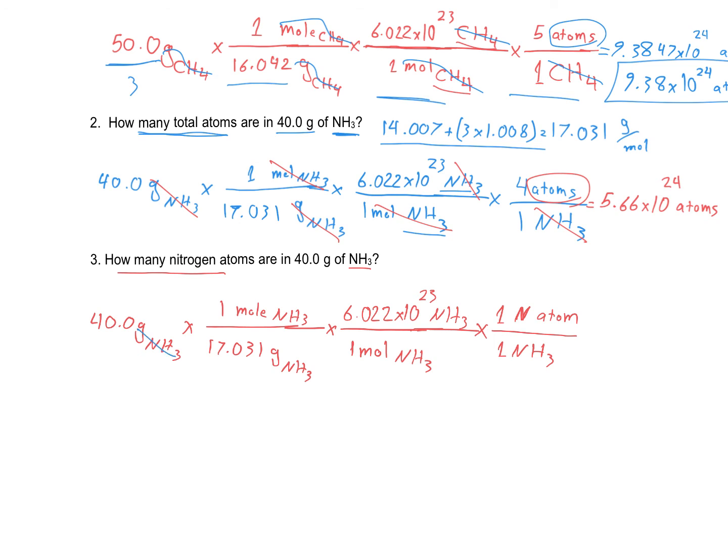So gram of NH3 with gram of NH3, mole of NH3 with mole of NH3, and number of NH3 with number of NH3, we end up with number of atoms, okay? So when the units are okay, we just put these numbers in the calculator and find the number. And that is 1.41 times 10 to the 24 nitrogen atoms.